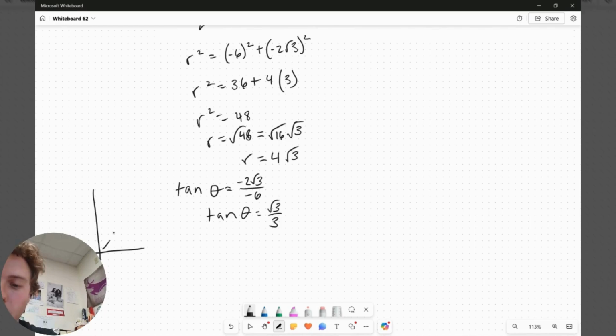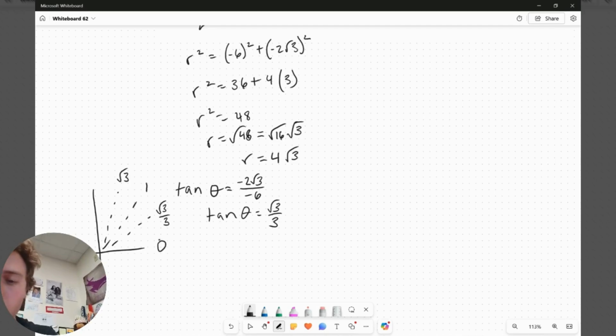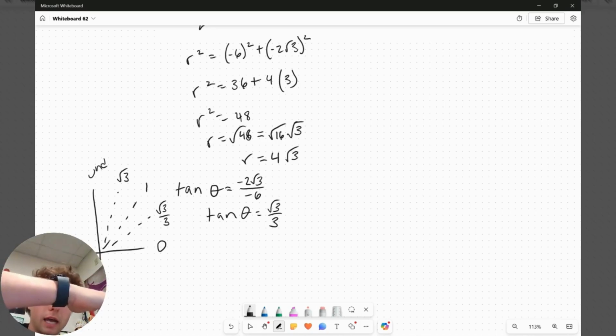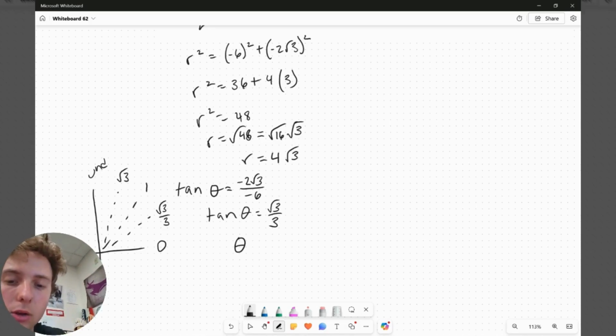Remember, tangent on the unit circle is just the slope, where at each of these different spots on the unit circle, it has each of these values. We know the slope of a horizontal line is 0. We know a vertical line is undefined. We know at pi fourths it's 1. And the steeper of the two remaining is root 3. That is at pi thirds. And root 3 over 3 is at pi sixths. So the angle we need in this case is pi sixths.